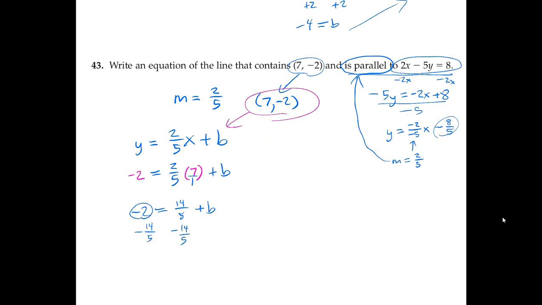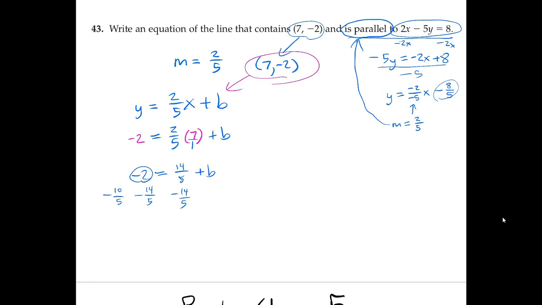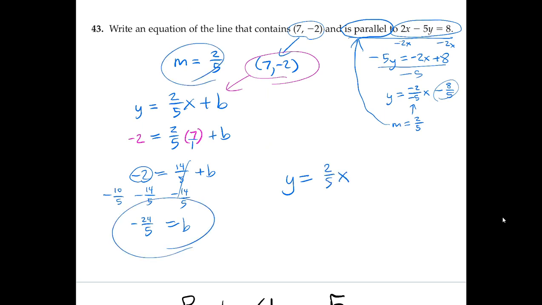Oh shoot, how many fifths is this? I don't know, so let's just rewrite this. This is negative 10 fifths minus that. And so b is equal to, when you combine those, negative 24 fifths. Then we just write the equation. So the final equation in slope-intercept form is y equals 2/5 x minus 24 fifths. Done. Fireworks.